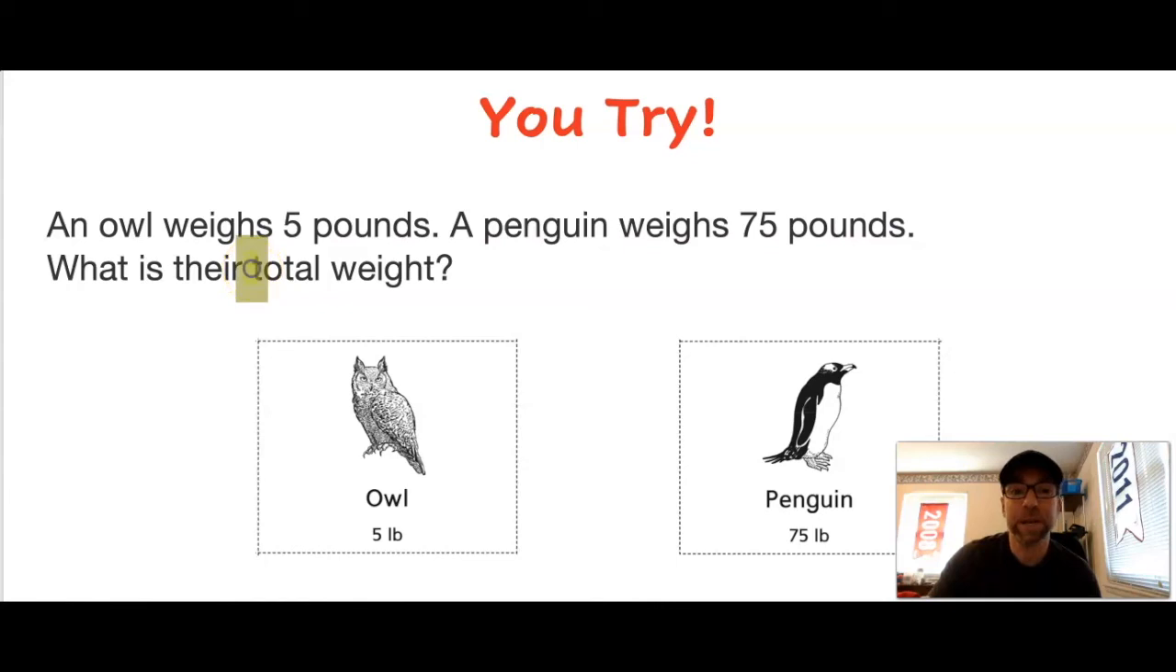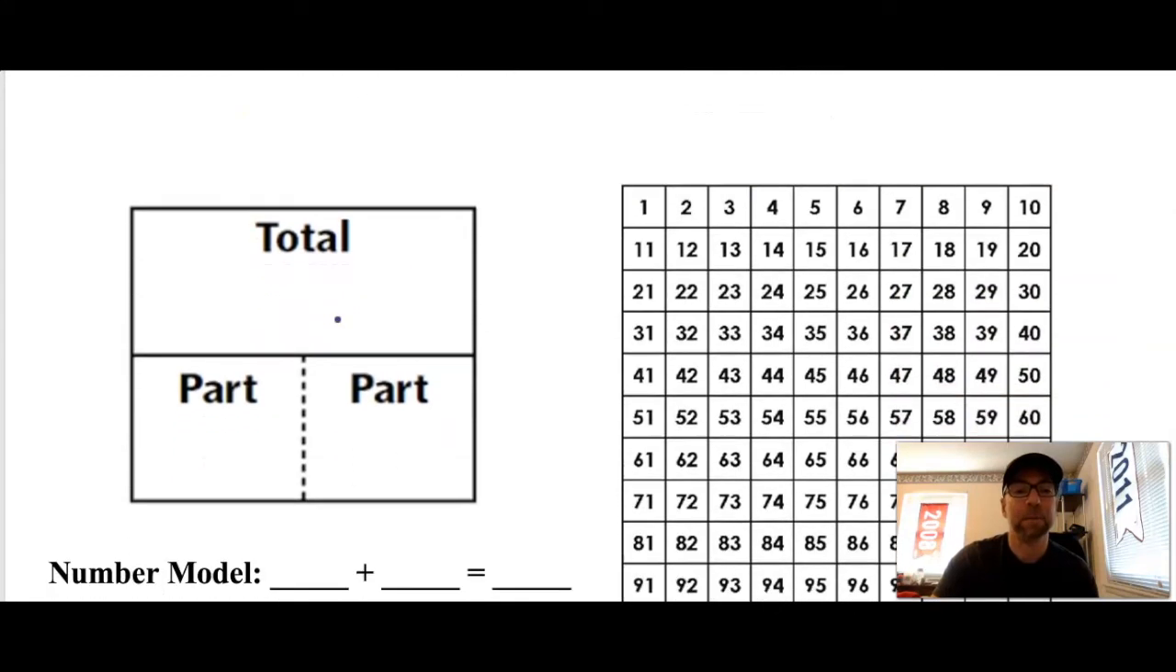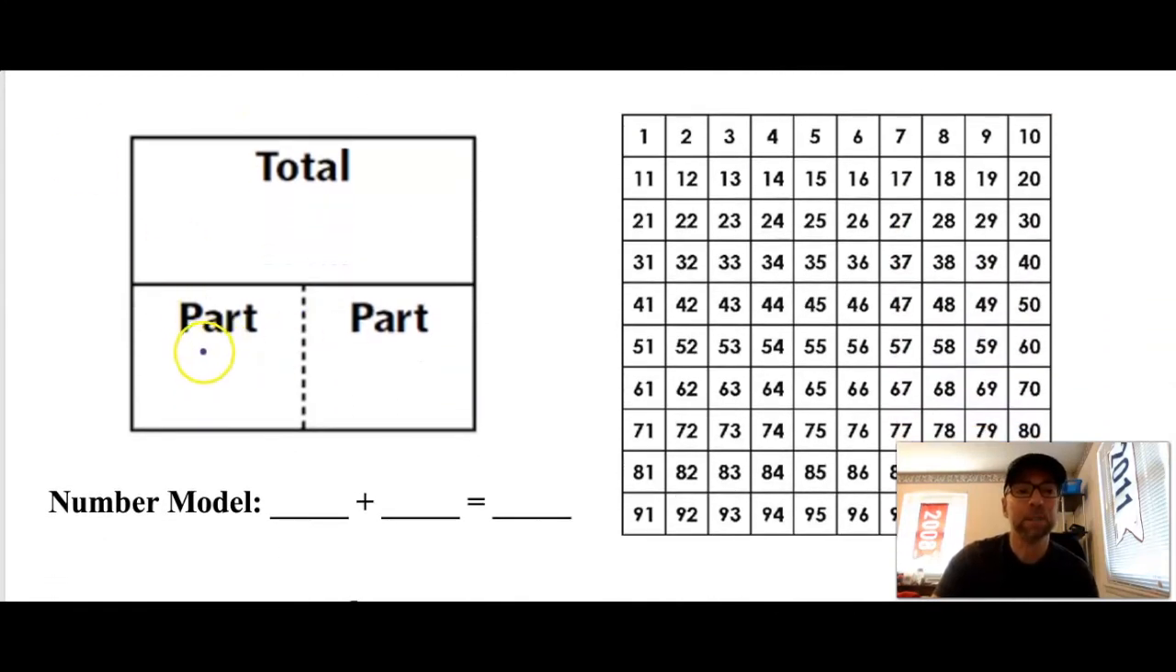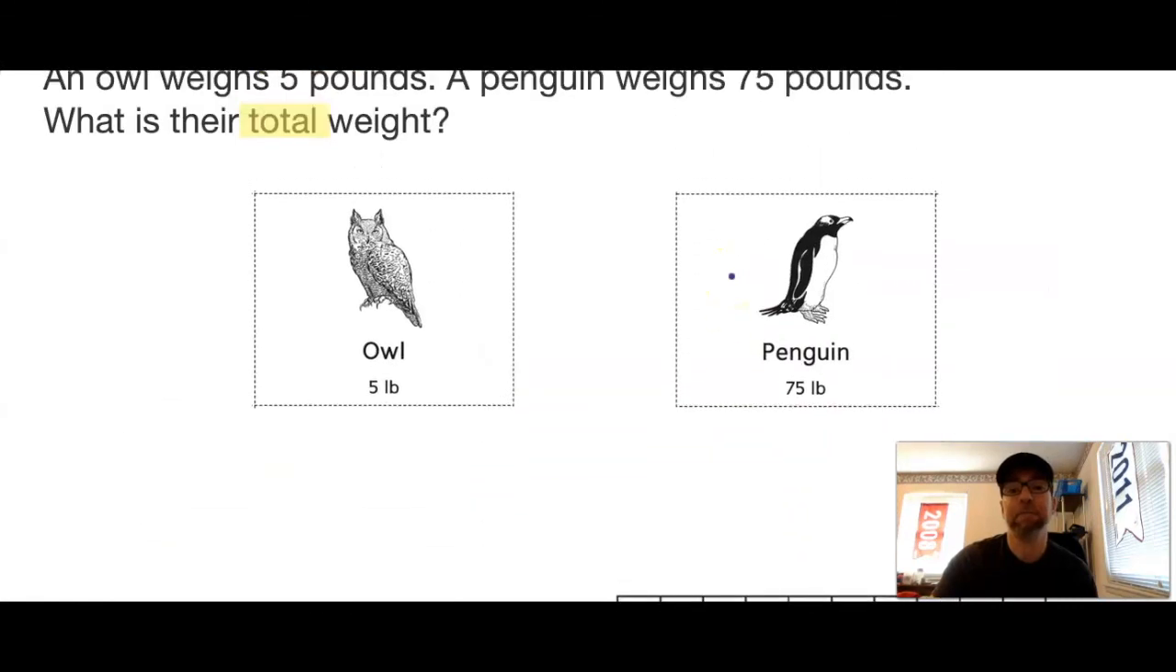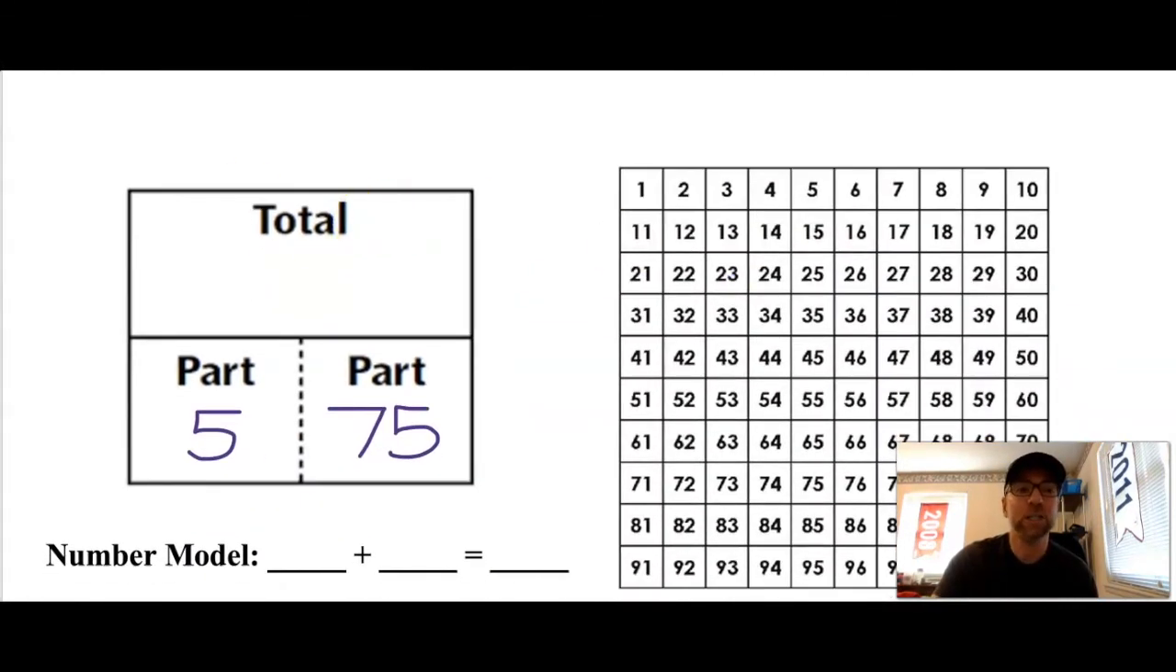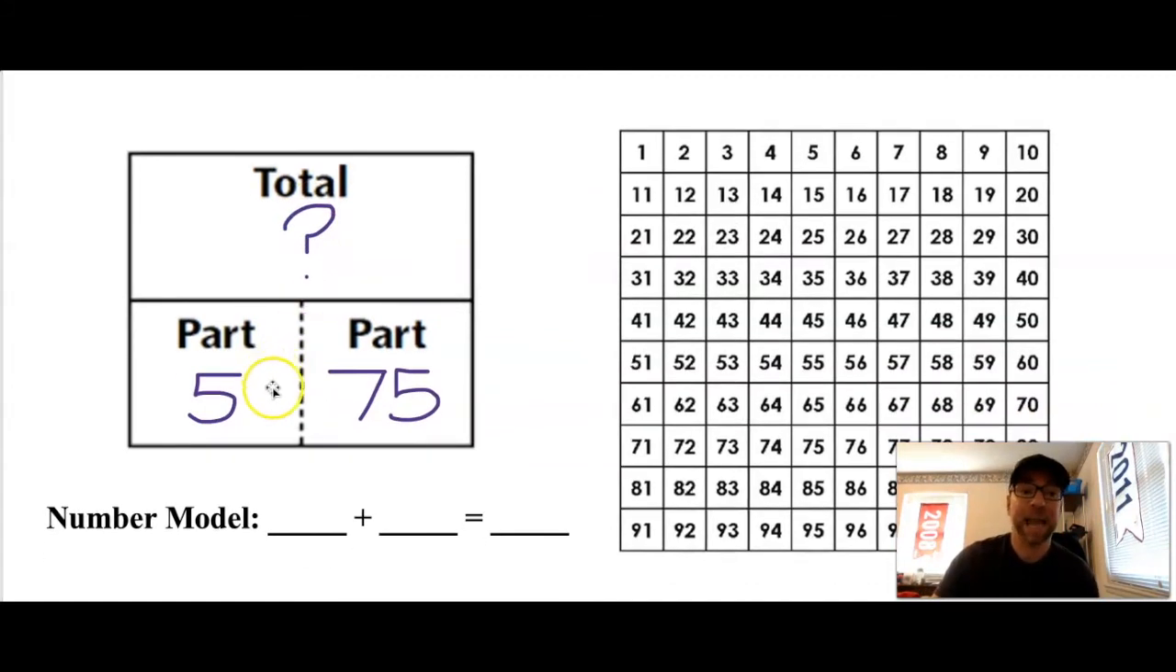Well, my key word here is total. Total tells me I'm going to use a part-part total diagram and I'm going to add. So let's take a look. Here's my part-part total. One of my parts was the number 5. The other part was the number 75. My total, I just don't know yet. That's what I'm trying to solve for. But I can now see my number model. 5 plus 75 equals question mark.